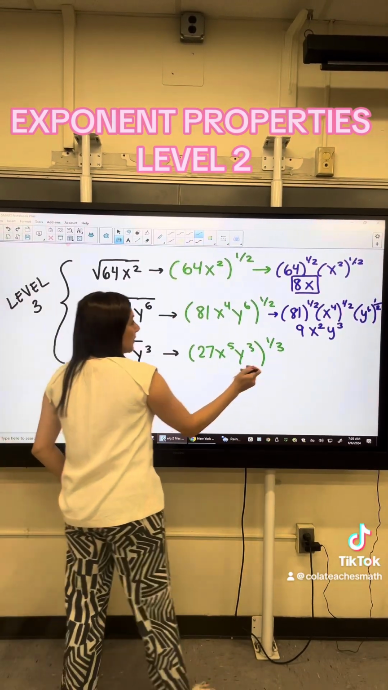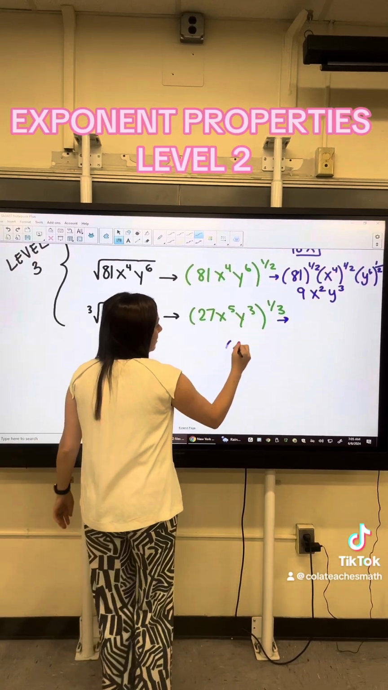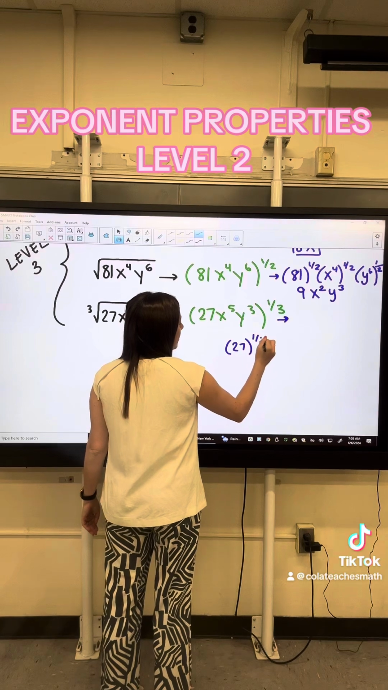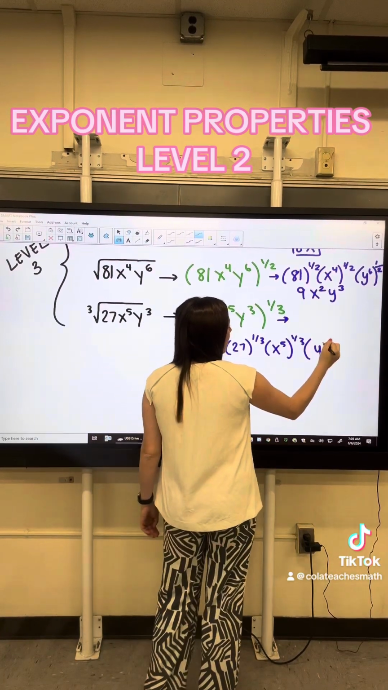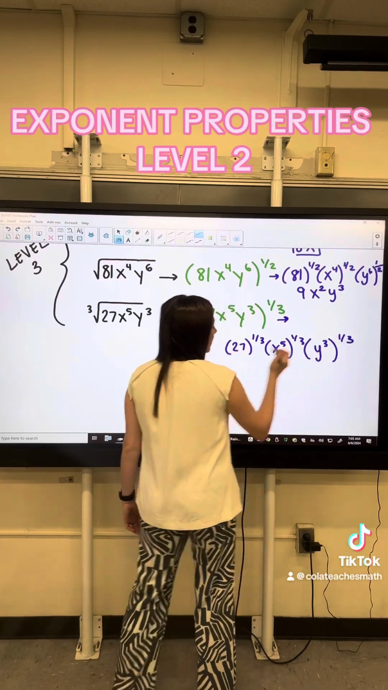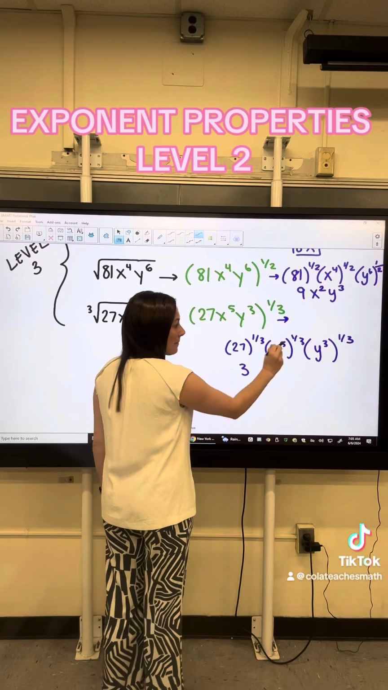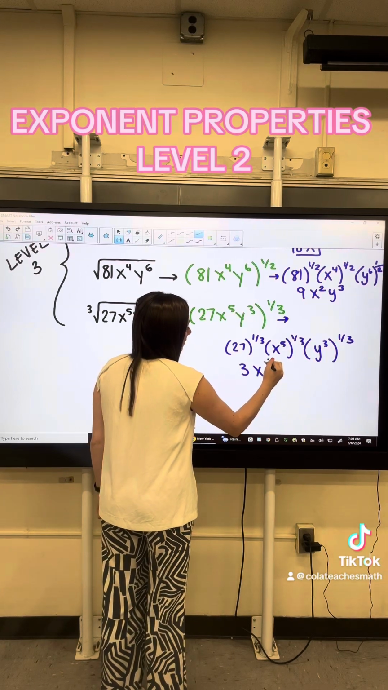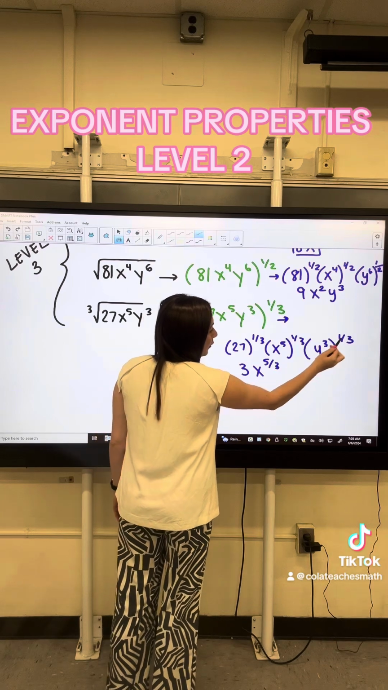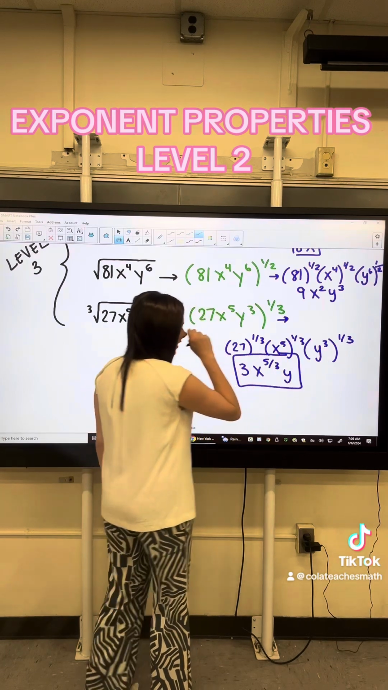Okay, so this last one. Give everything the 1/3 power. So 27 to the 1/3, x to the 5th to the 1/3, y cubed to the 1/3. You're doing the cube root of 27, which is 3. When you're doing a power to a power, you're just multiplying that. So 5 times 1/3 is 5/3. And then 3 times 1/3 is just going to be 1. And that's it.